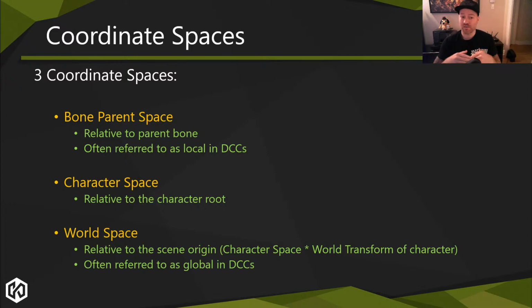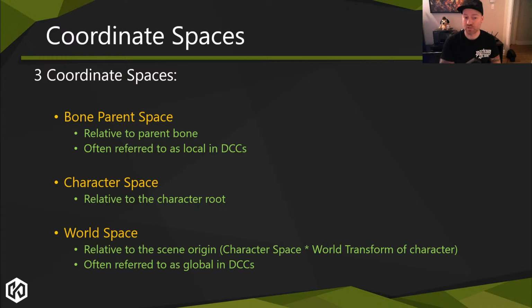Then we have character space. What character space is, each character has a root bone. That's the root of the skeleton. It is everything relative to that root bone. Imagine that root bone is the origin of the scene. Everything is relative to that root bone. I call it character space because it is in the space of the character. There's no forward, left, right. It's just my character mesh, everything relative to it.